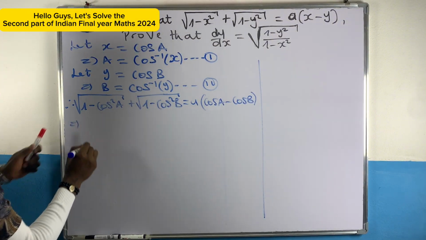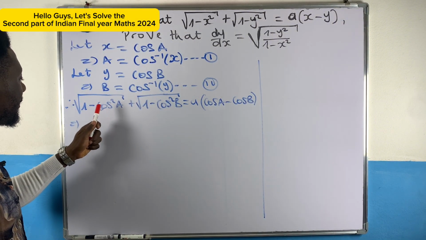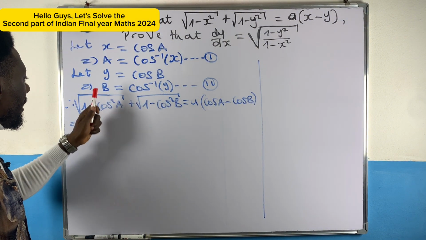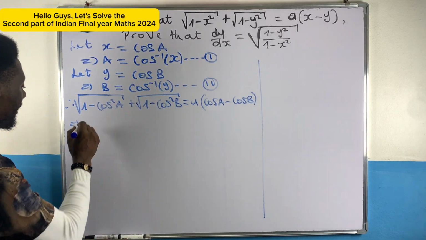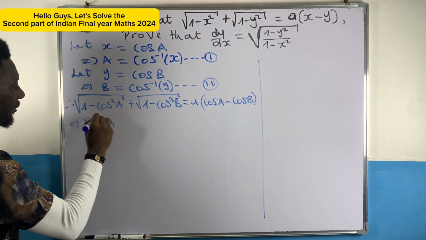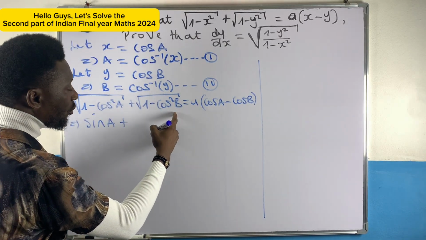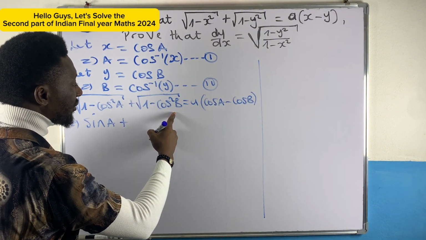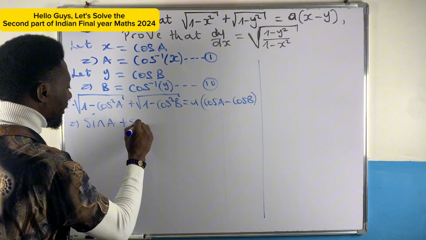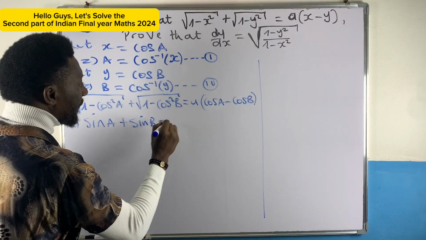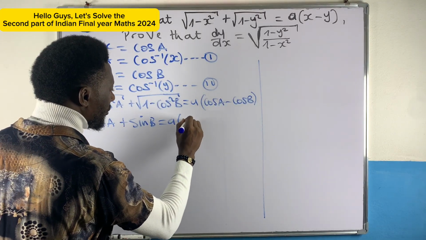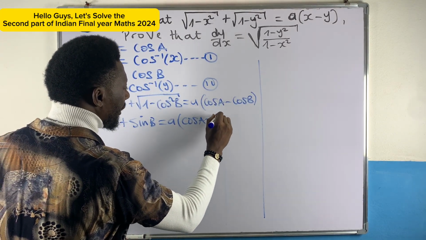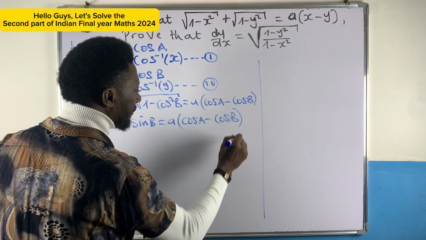So that now I have 1 minus cos squared A is sine squared A. And when we take the square root of sine squared A, it is sine A, plus 1 minus cos squared B is sine squared B. The root of sine squared B is sine B. All this should be equal to a into cos A minus cos B.